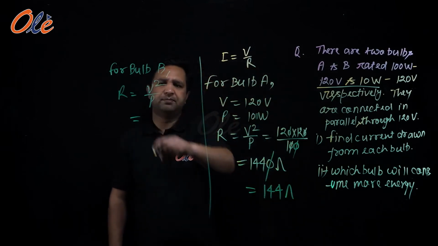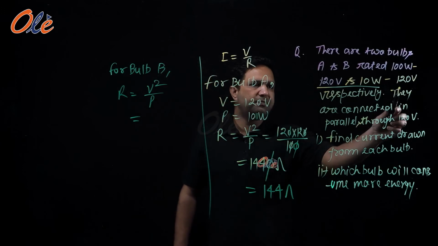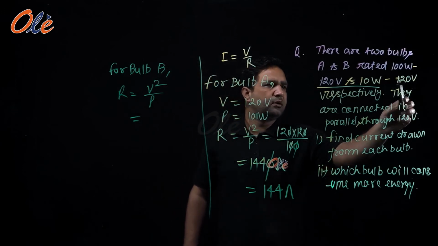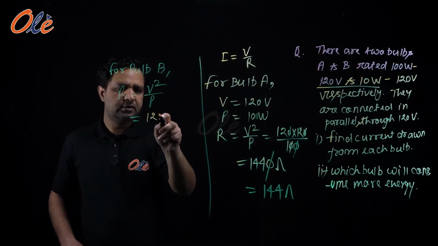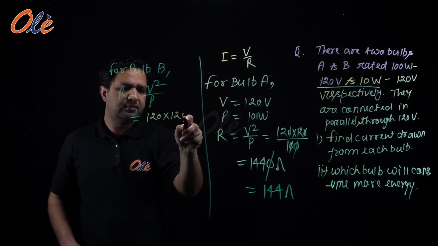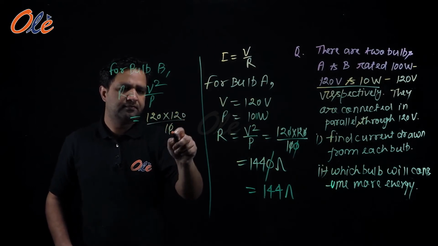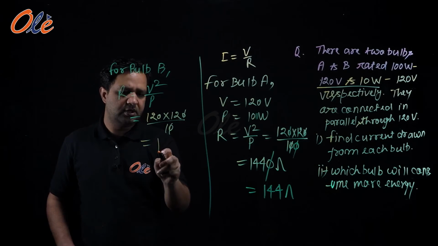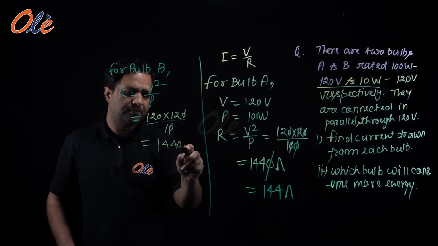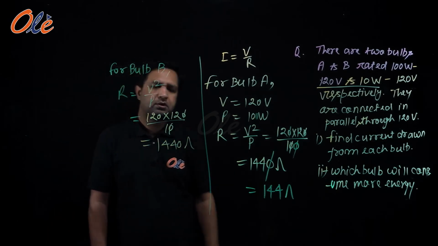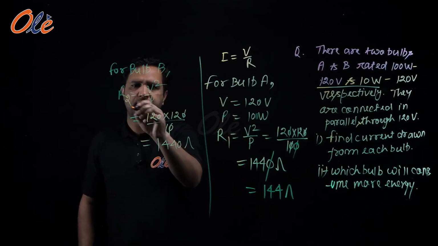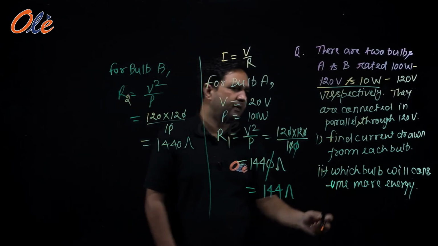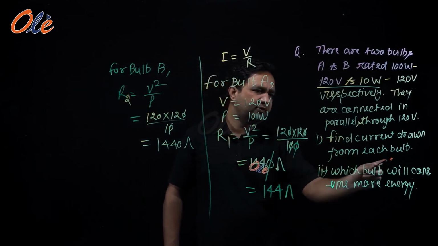Now for bulb B, R is equal to V square upon P. V is 120 and P is 10. So 120 into 120 upon 10, it will be cancelled out. It will be 1440 ohm. These are, suppose, R1 and R2. Find current drawn from each bulb.